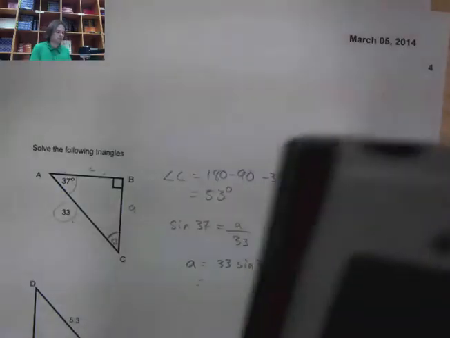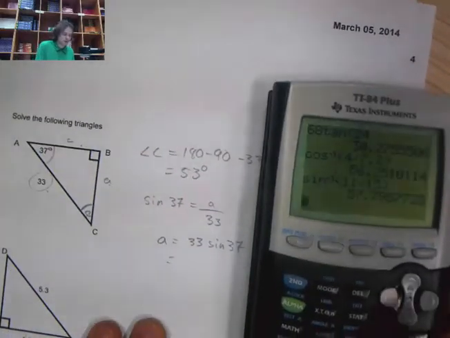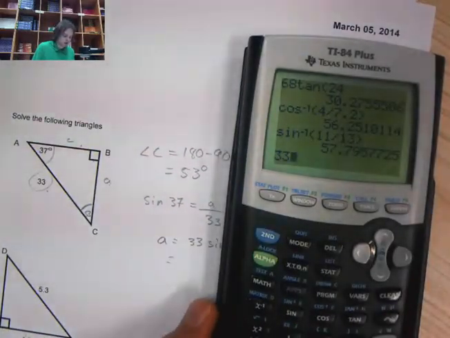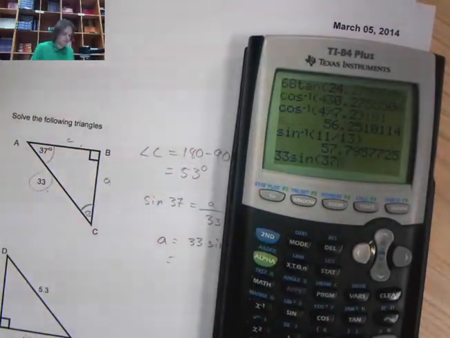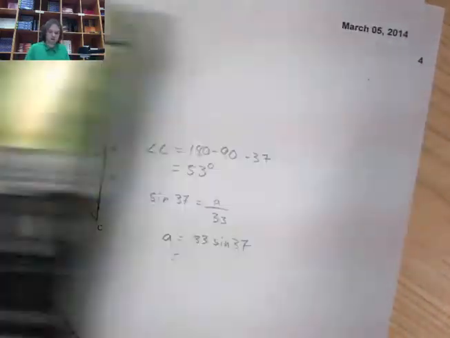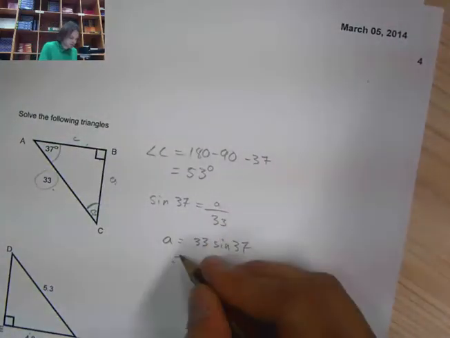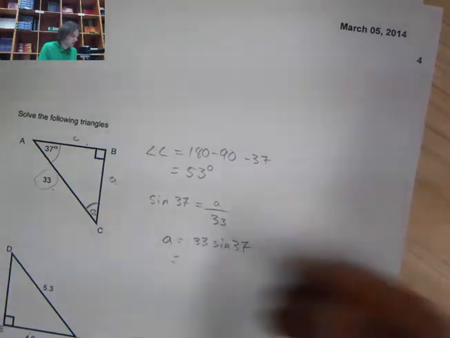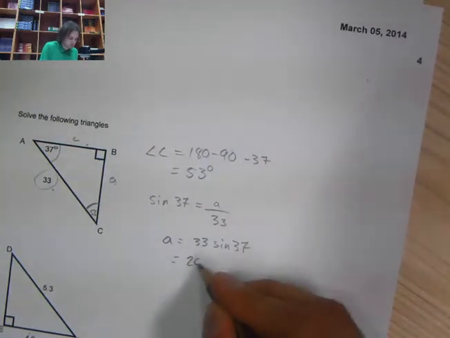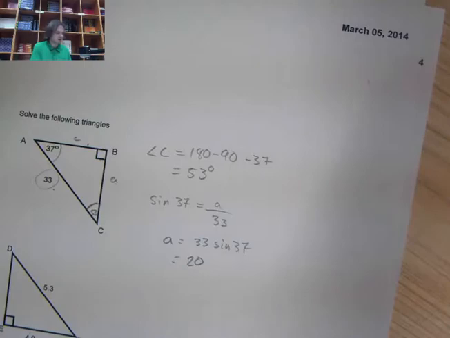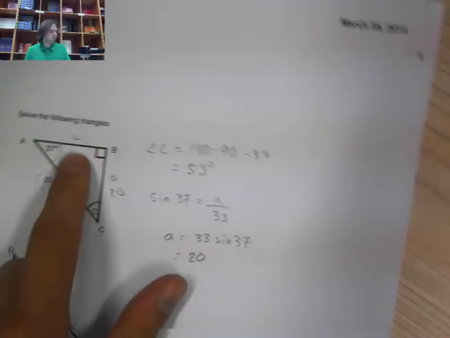So let's plug that into my calculator. I plug it in. 33 sine 37 will give me a total of 19.9. Okay? So I'm going to get 19.9, which is, I want to say 20. So A is equal to 20. So that's 20. Now I want to find C.